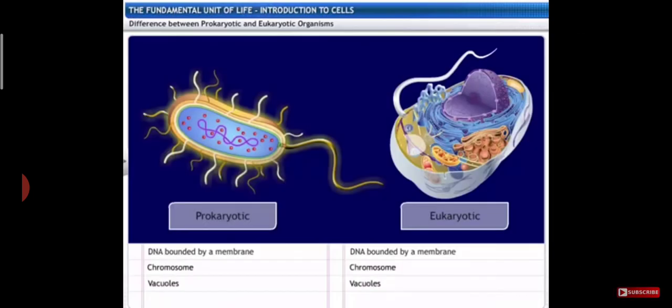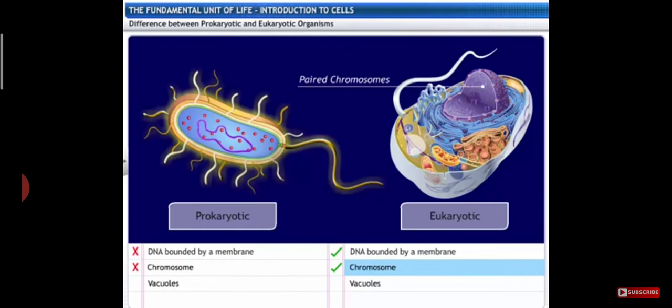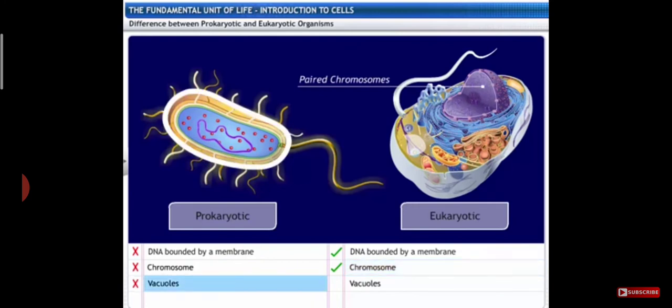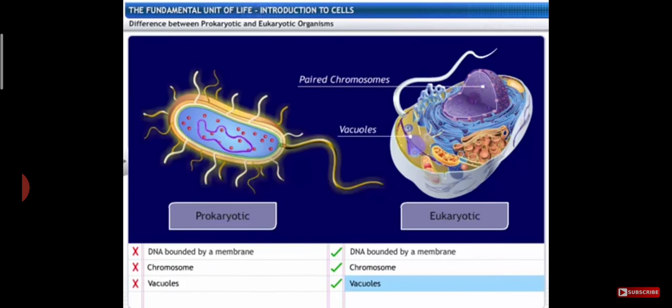Let's see the difference between prokaryotic and eukaryotic organisms. Prokaryotic DNA is not bounded by a membrane, and is called nucleoid. Children, you have to note down this information in your notebook. Eukaryotic DNA is bounded by a nuclear membrane. Prokaryote has a single circular DNA, while eukaryote has DNA in paired chromosomes. Prokaryotes do not have vacuoles, while eukaryotes do have vacuoles.